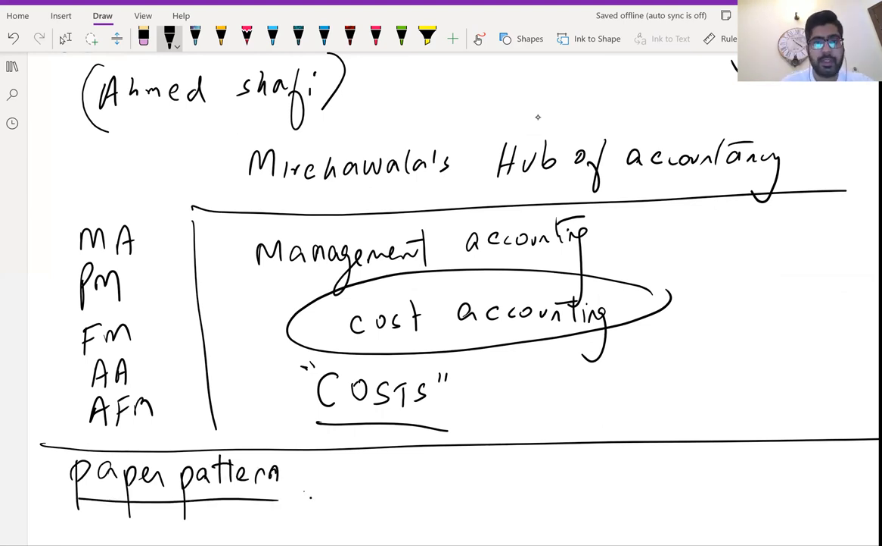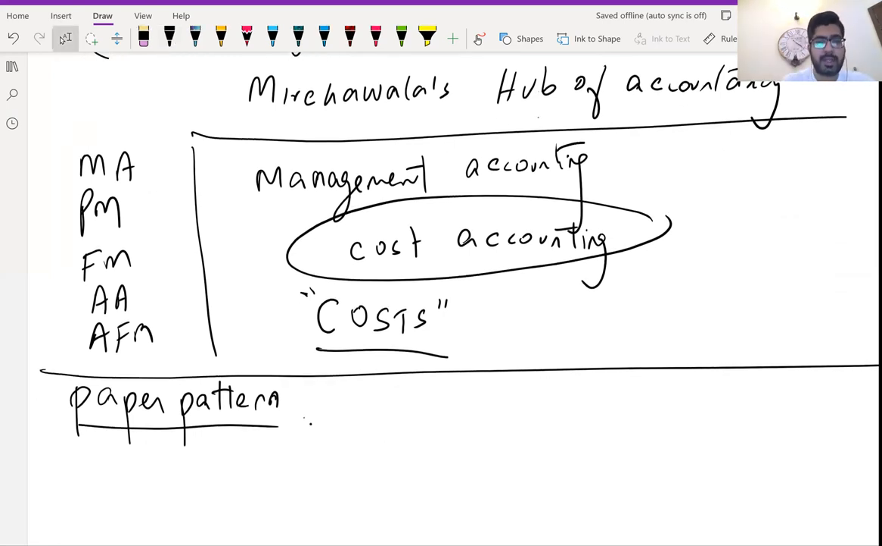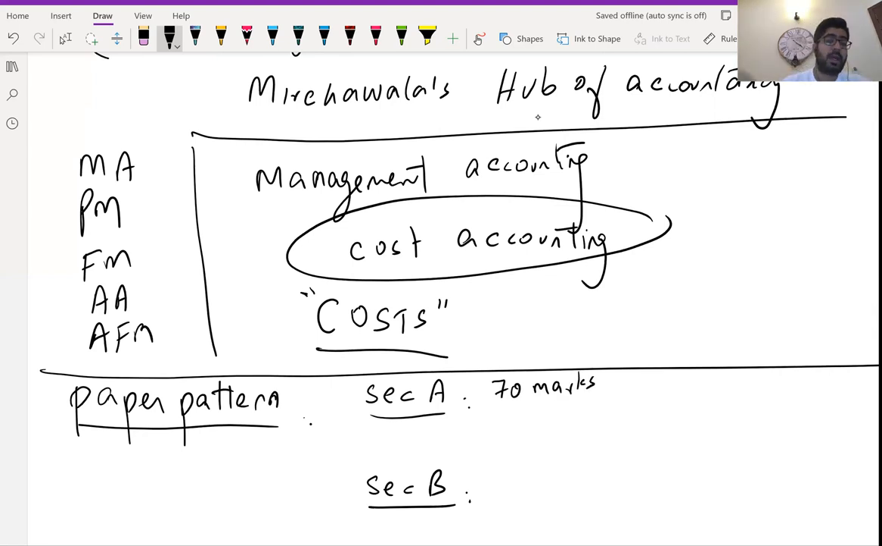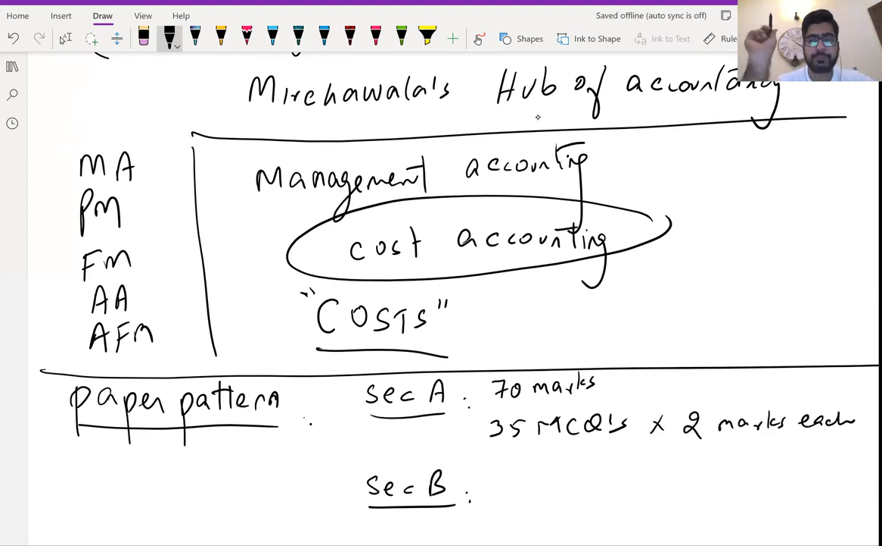So let me tell you what the paper pattern is. When you give the exam of this management accounting paper, the paper is based on two sections, Section A and Section B. Section A is worth 70 marks, and for testing the 70 marks, you will face 35 short questions commonly regarded as MCQs or fill in the blank questions. Every question will be of 2 marks each, so 35 MCQs of 2 marks each becomes 70.